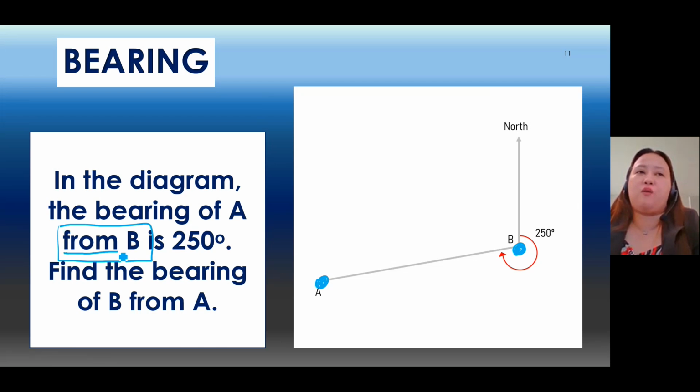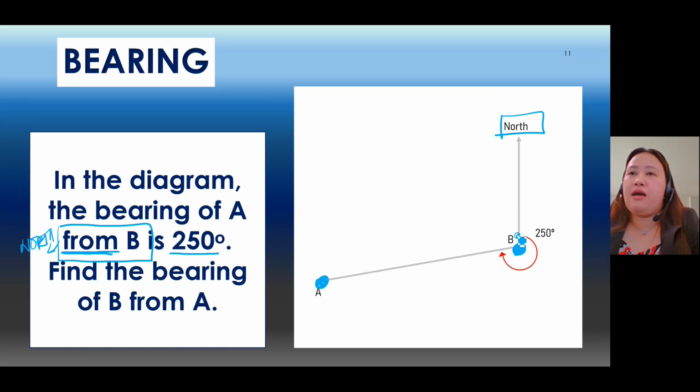Since we do have the word "from," it means that we're going to draw north on the said point B, because it is said from B. So we have the north on B, the upward direction, and it has a measure of 250 degrees. In this problem, you first put a point, label it as B, then draw north on it, and then you measure the bearing.